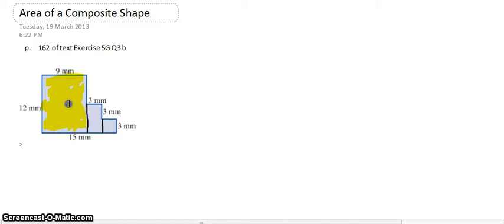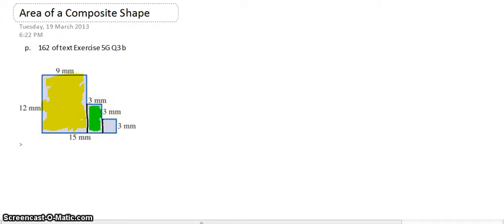And you can see that this rectangle has a length of 9 millimeters and a width of 12 millimeters. So I can use those measurements to find the area of this shape. And then I've got another little rectangle here, and it's got some measurements. It's got a length of 3 millimeters here and a width, which we need to look at these two measurements and add them together. So the width of this shape is going to be 6 millimeters because that's the height, as you can see there, of that rectangle.